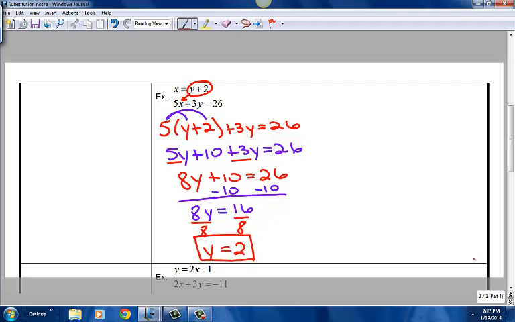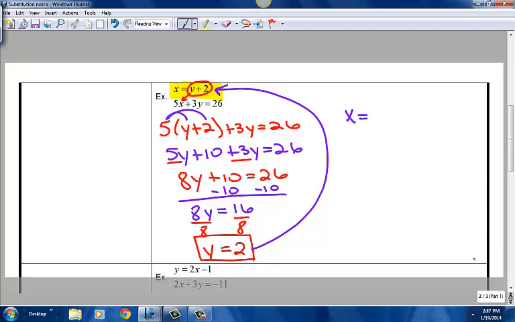In the first problem, they had already given me one of the values for one of my variables, so I was done at this point. Unfortunately, in this case, they didn't tell me exactly what x was equal to right back up here. So I'm going to have to take my y value, now that I know that y is equal to 2, all the way back up here, and plug it back into that equation because now I can figure out what x is, since I know what y is. Again, we're just going to substitute one more time.